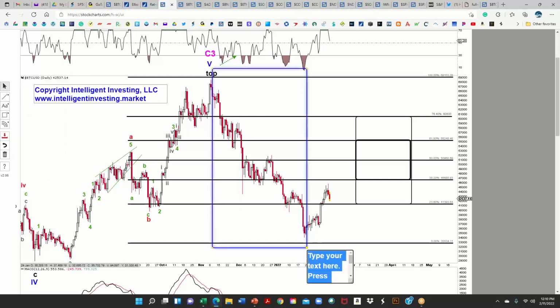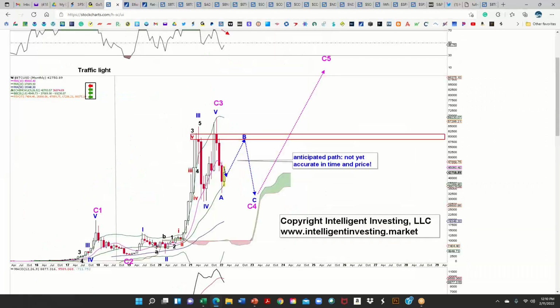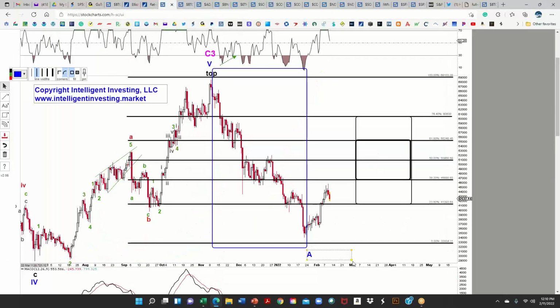I'm going to label it as primary A. Why? Because primary waves last a couple of months. Primary 1 lasted a couple of months. Here, as you can see, that's about 1, 2, 3, 4, 5. Excellent. Primary 5 in 2017 lasted 3 months. Primary 5 here lasted 1, 2, 3, 4 months. So anything that lasts several months is most likely of a primary degree. So then this is primary A.